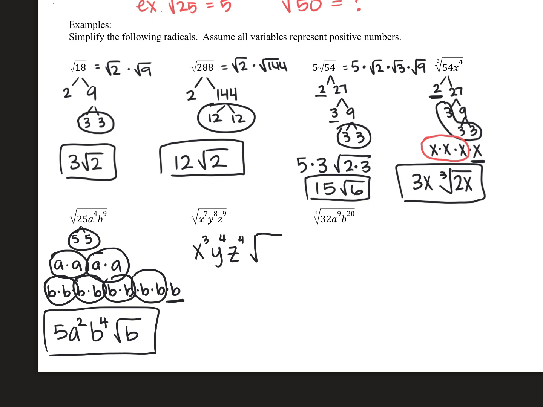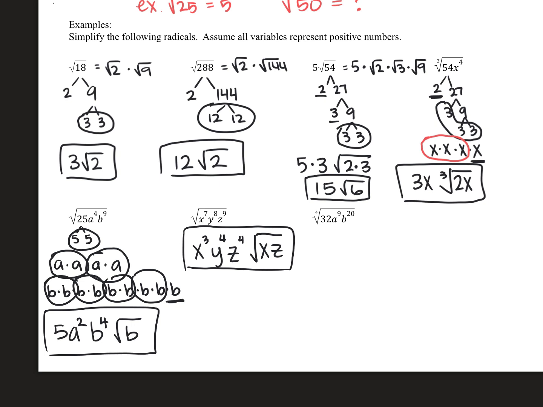Underneath the square root, 7 and 9 don't go into 2 evenly. I have one x left over, and I'm going to have one z left over. Because 8 does go into 2 evenly. So I don't have any y's left over.